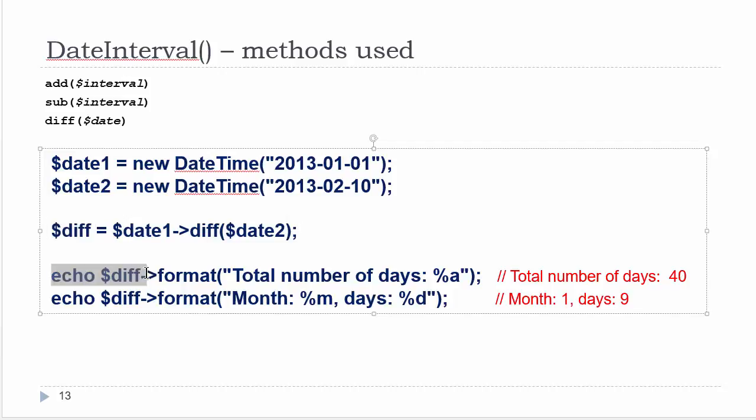So I can use the format method, and I can output a string literal with an expression %a, which is going to give me days, and this is what it would say. I can also translate it into how many months and days rather than just the total number of days. So these are some very interesting methods to help perform date calculations on the server.